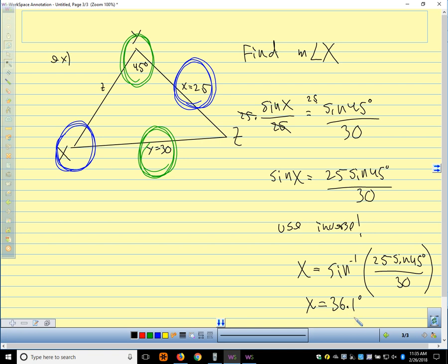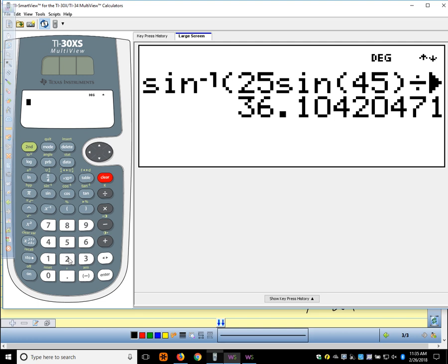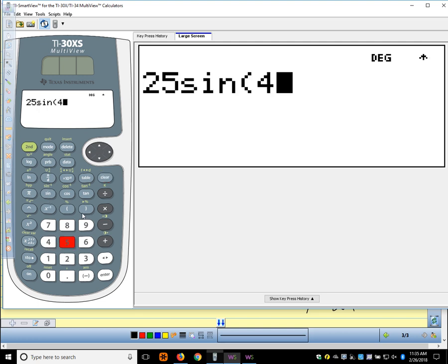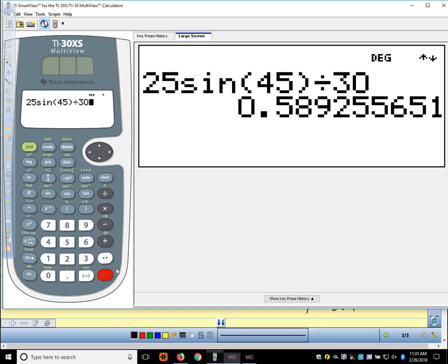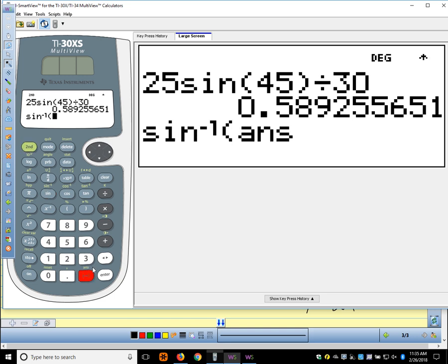Now there are a couple of ways that we could calculate this without putting it all in at once. I could calculate 25 sine 45 divided by 30. So I could do 25 sine 45, close the parentheses, divide by 30. And that says 0.58925. And on your calculator, you can do the inverse sine of the answer. Above this negative sign is the answer button. Hit enter, and I get 36.1.